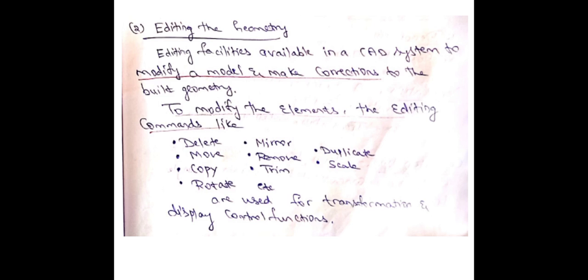So next is editing the geometry. Editing facilities are available in a CAD system to modify a model and make corrections to build geometry. To modify the elements, editing commands like delete, move, copy, rotate, mirror, remove, trim, duplicate, scale are used for transformation and display control functions. Hope you are all familiar with these commands as you have done with the CAD and CAMD lab.